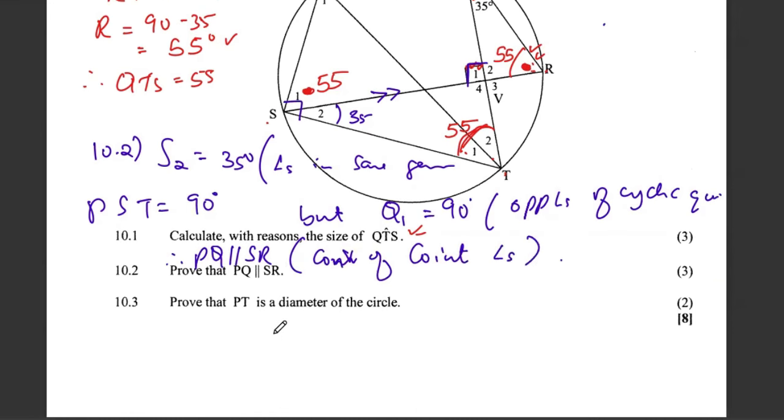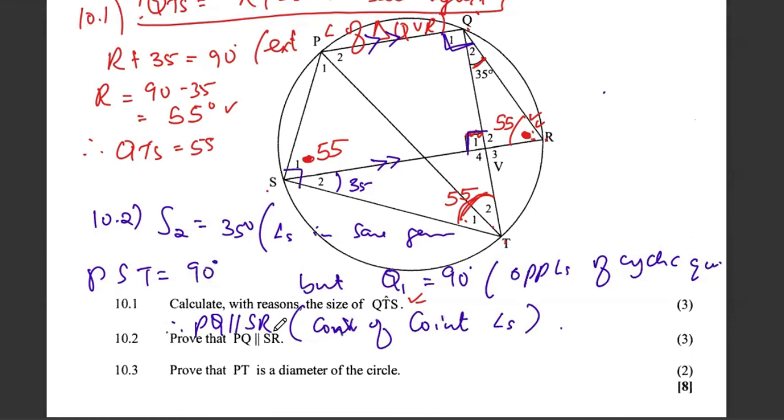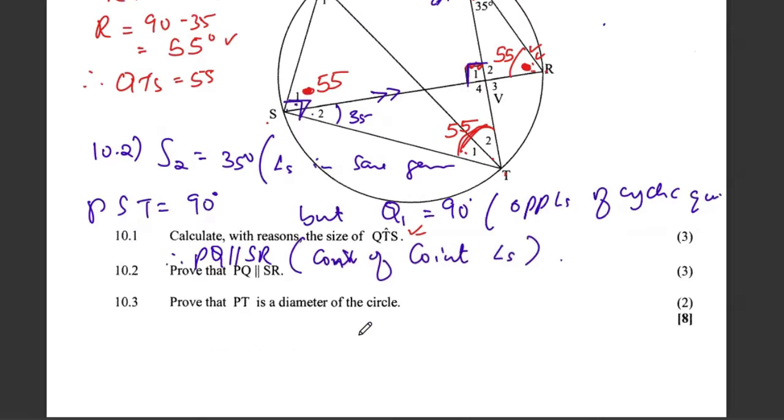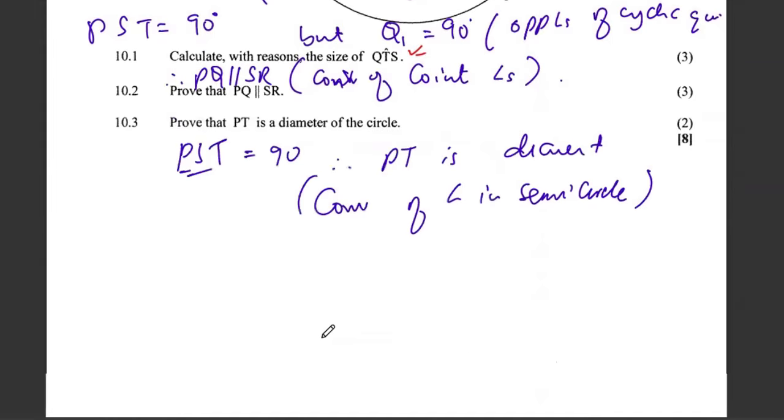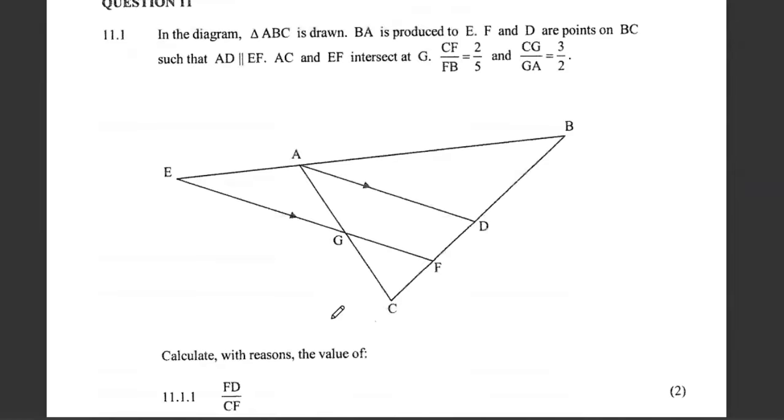All right, then 10.3, can we prove that PT is a diameter for 2 marks? Now we've just proved that this is a 90. Okay, and then previously we said that this was also 90. So for as long as that is a 90, then definitely. So we're going to say that PST is a 90, and therefore PT is a diameter. A reason, the converse of angle in a semicircle. Okay, so you can do it with PST or even with Q1. That's enough. All right, so that is question number 10.